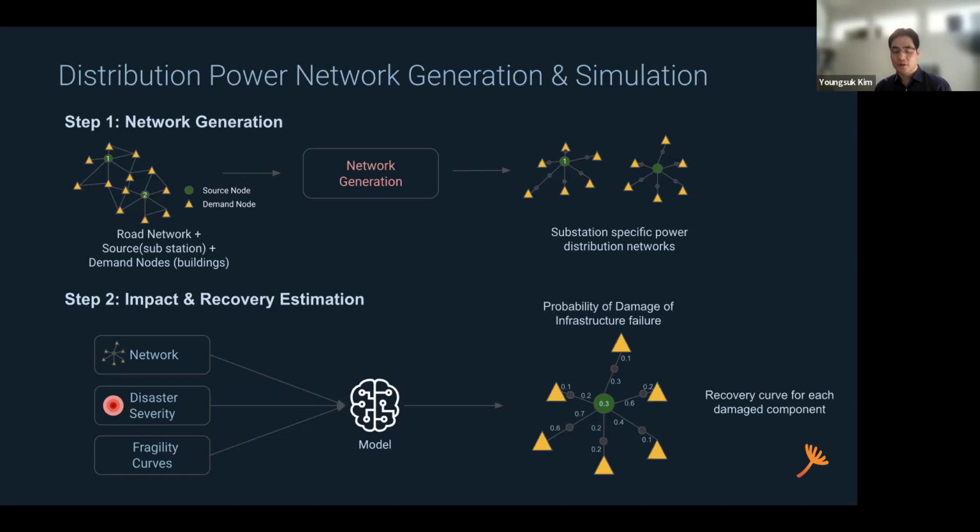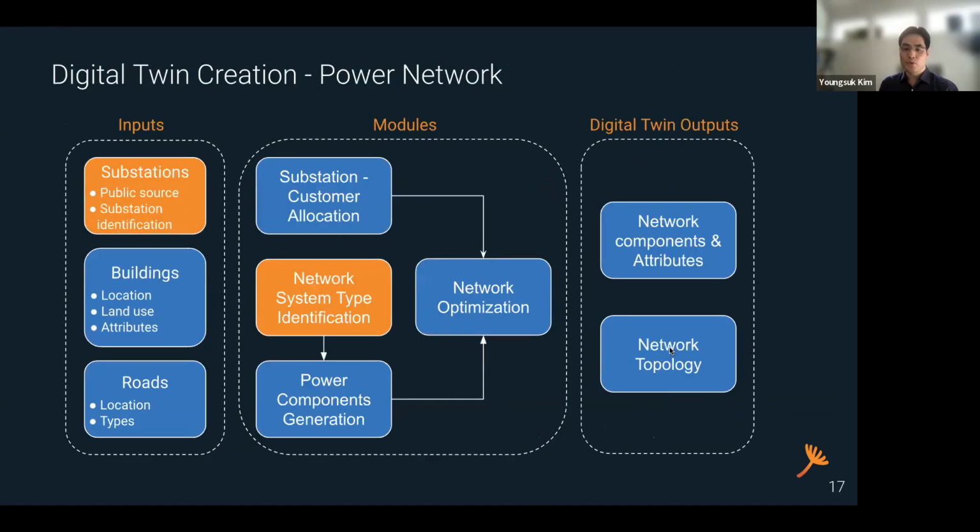And then for a given or generated network, we overlay hazard severity and fragility curves on top of that to compute individual component failure probability and the recovery of them. And then we apply Monte Carlo simulation or advanced simulation techniques to come up with a recovery curve of the power system at every building in the network, as an individual or as a group.